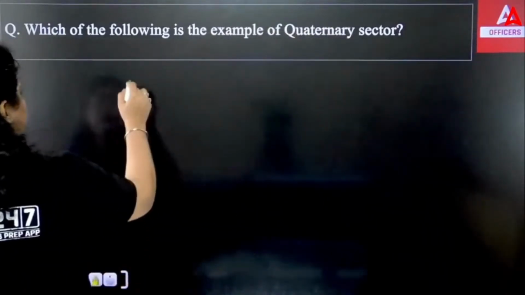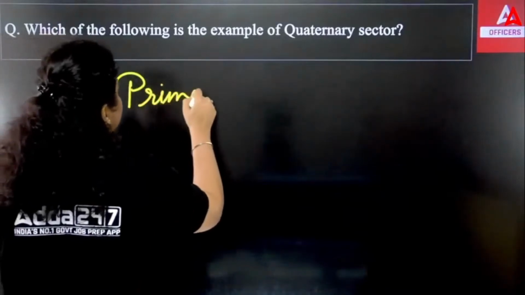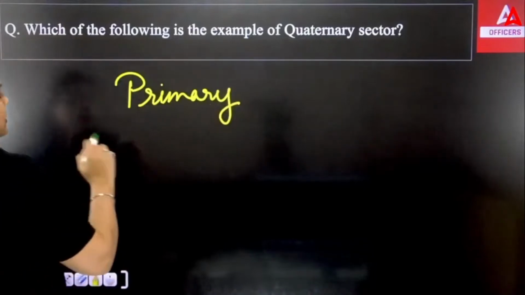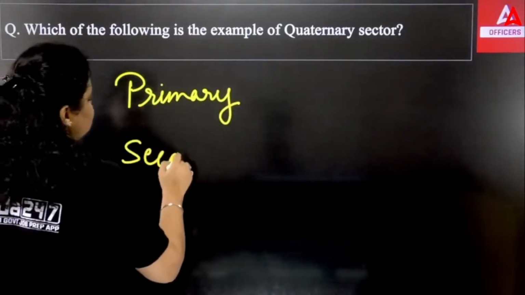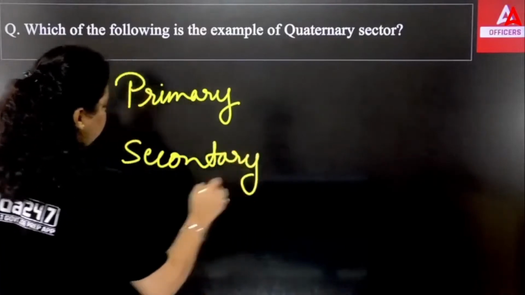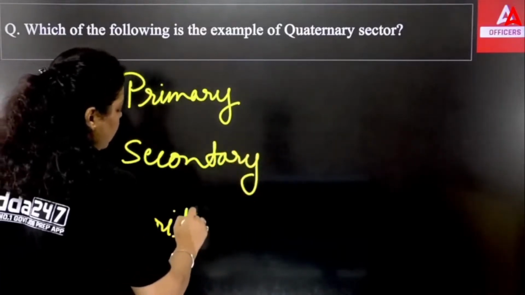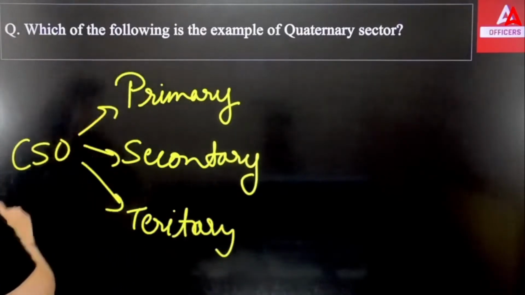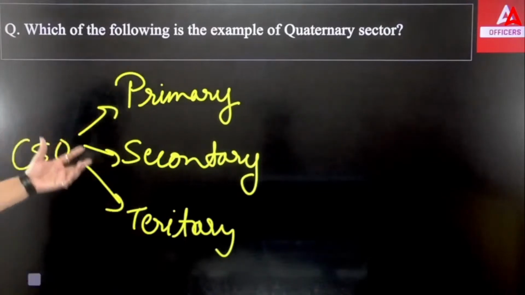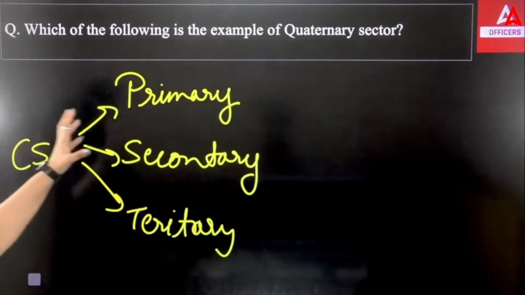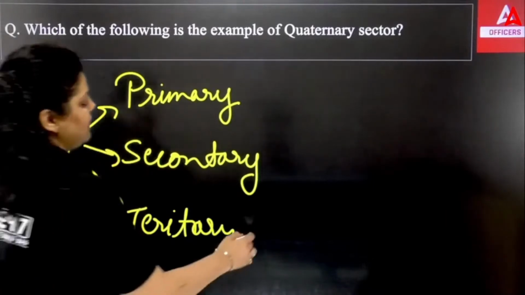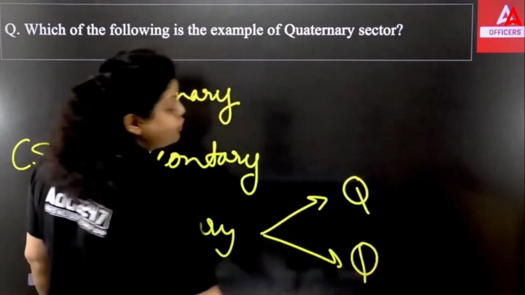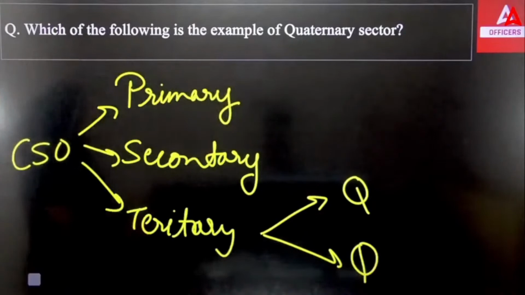Then apart from that, we have a tertiary sector. The tertiary sector is simply a service sector in which you are providing a service like banking service, teaching. These are examples of the tertiary sector. So primary, secondary and tertiary, these are the three sectors which we have talked about already, and these are divided by CSO, Central Statistical Office, into three parts to calculate the national income, to calculate the statistical data of the country. Now this tertiary sector has two subsectors, one is quaternary sector and the second one is quinary sector. So these two are the subsectors of the tertiary sector.